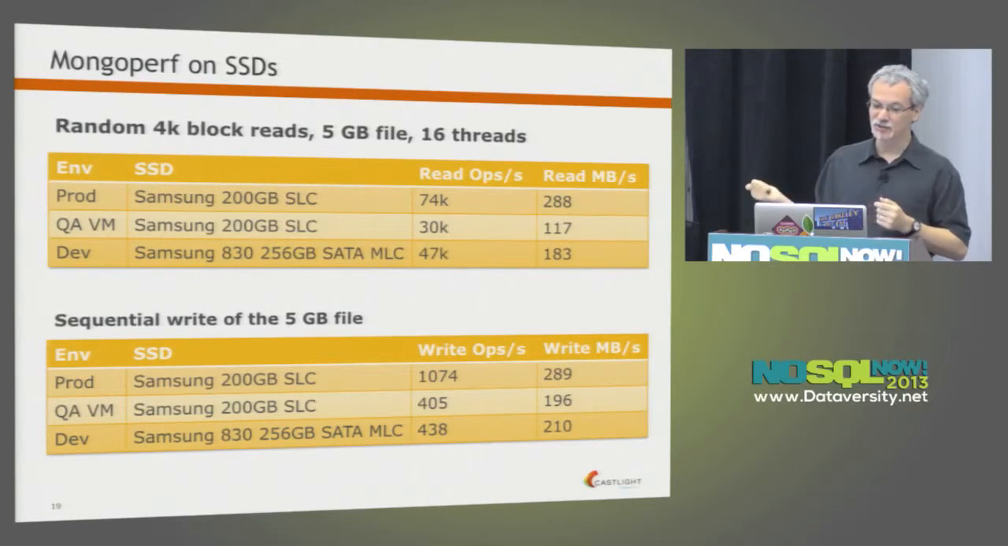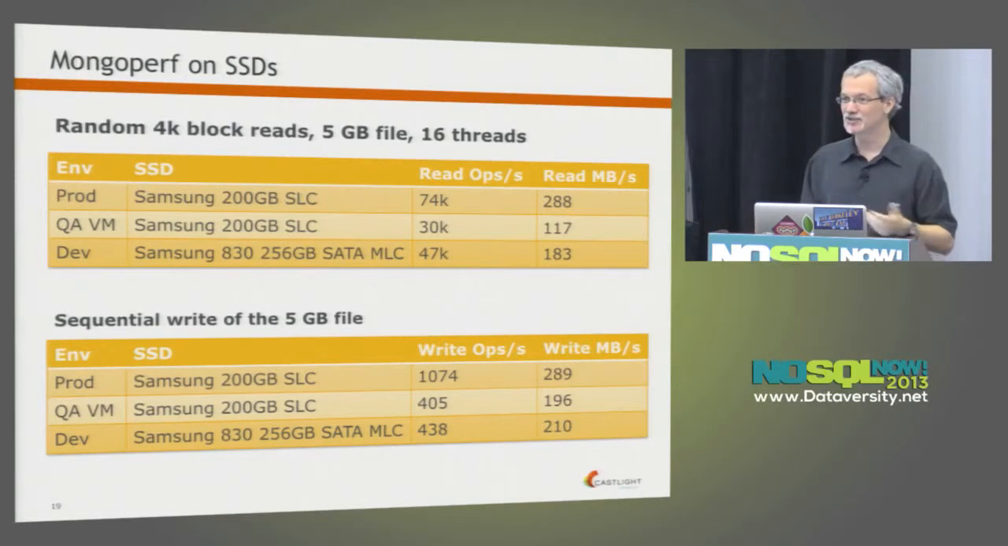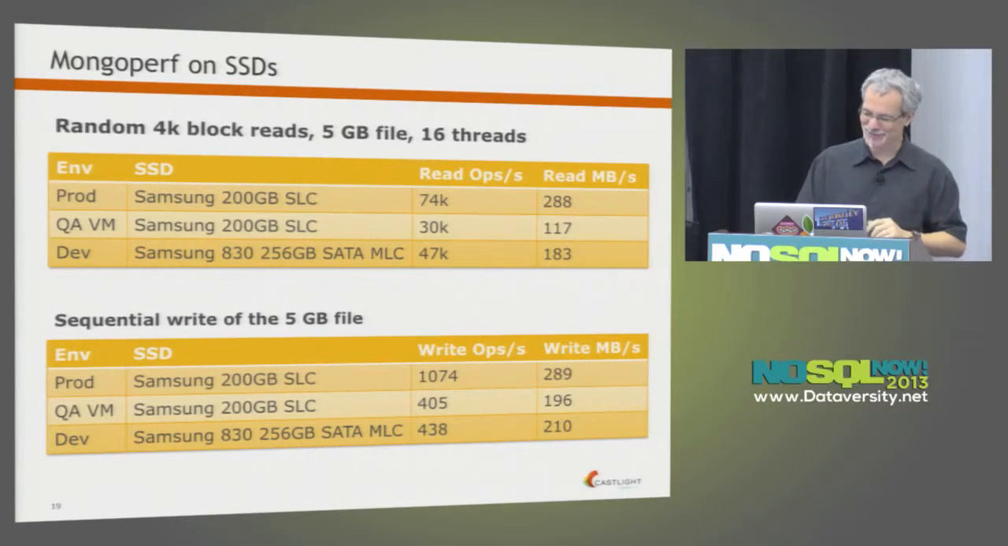And then just a consumer grade MLC 256 gig Samsung 830 that I had, I was getting 47,000 IOPS just sitting in my Linux desktop box. So that's pretty great. Run everything on that. Put your whole system on that, and you'll be happy.